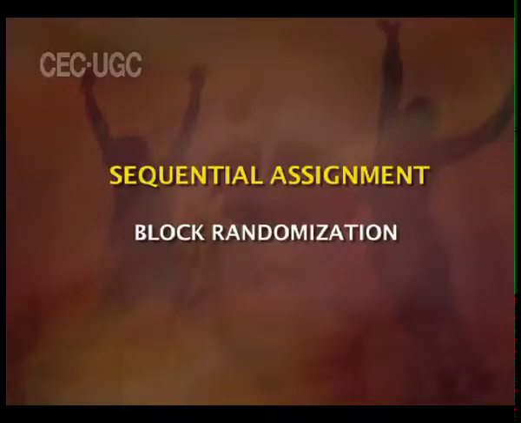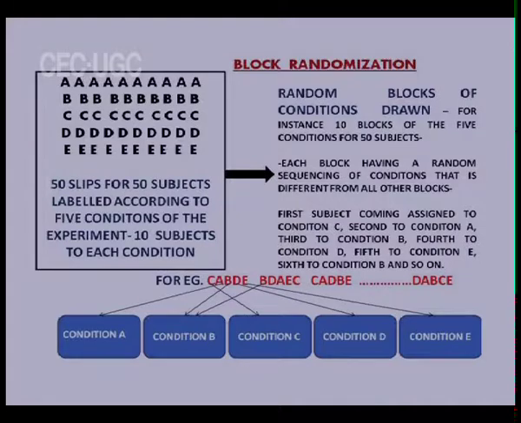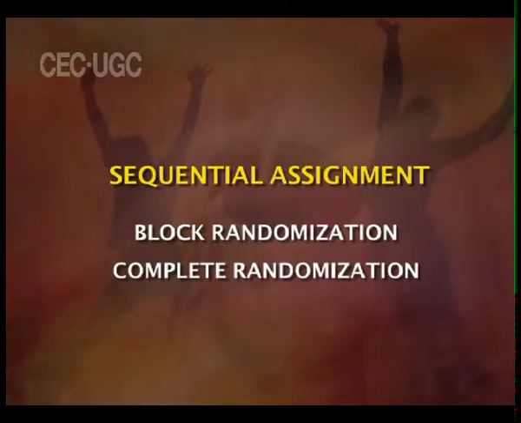A second form of sequential random assignment would be block randomization. Here, since the experimenter knows that there are 5 conditions of the experiment, he will create blocks containing these 5 conditions but in different sequences. Say for example, the first block may be C, A, B, D, E, so that the first subject goes to treatment C, the second to A, the third to B, the fourth to D and the fifth to E. And again you can see there is a different sequence in the next block, B, D, A, E, C and so on. So block randomization and complete randomization allow the experimenter to apply the randomization process even though all the subjects are not present during the actual process of randomization.